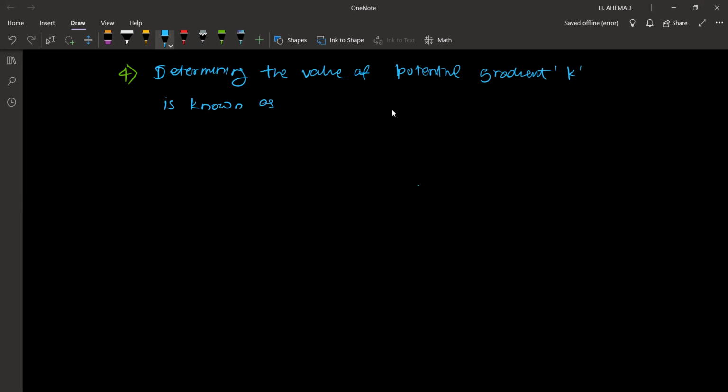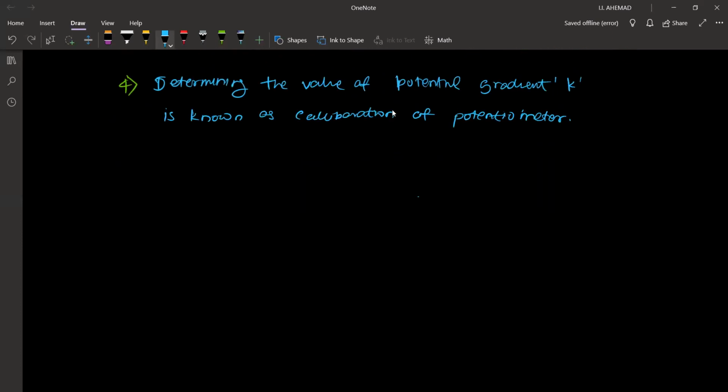So next note, finding or determining the value of K, the value of potential gradient K, is known as calibration of potentiometer. Okay.